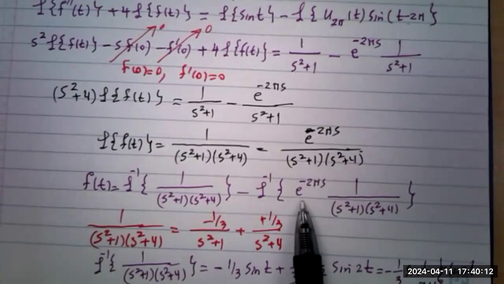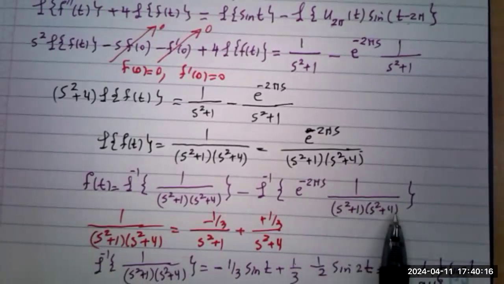You have the unit step function u_2π(t). The Laplace inverse of this function, when you change the t into t minus 2π, is g of t. So we just change the t into t minus 2π. This is the way we quickly write it down. Otherwise, if you don't like it, list it out and write it down.